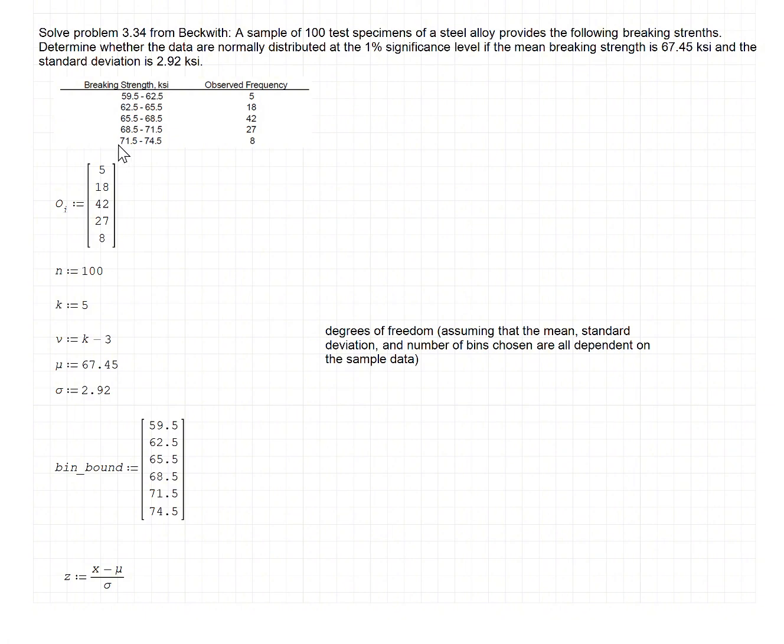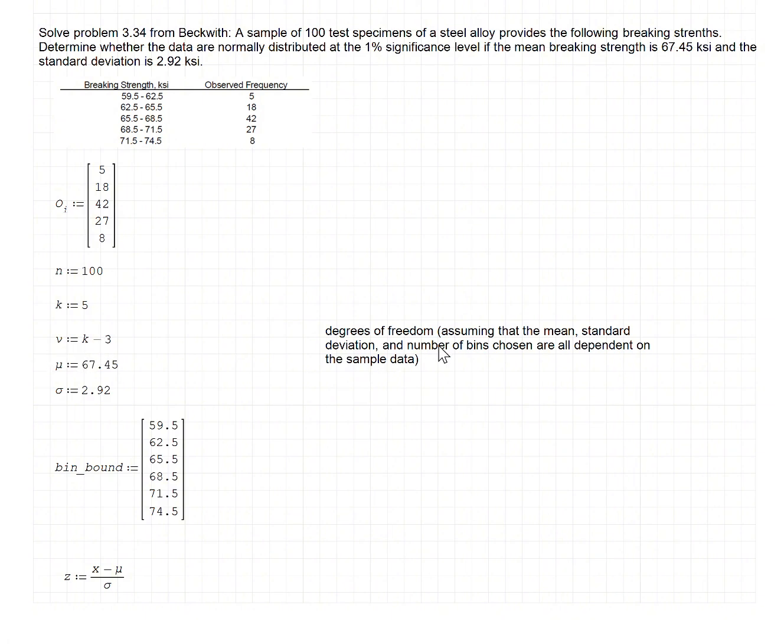That way, if they designed for those breaking strengths and they happen to get one that was on the low end of that, they'd still be safe. Okay, so now we have the observed frequencies here, which means we have our number of samples is 100. Our buckets, we have 5 buckets here.